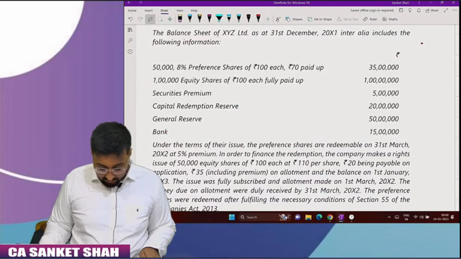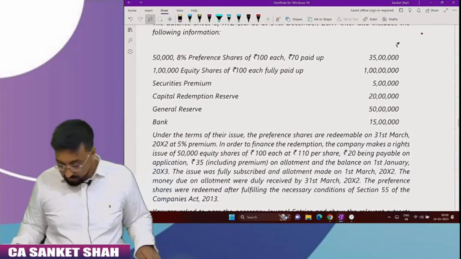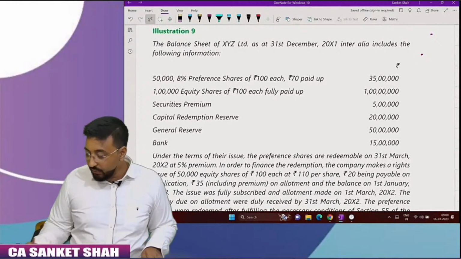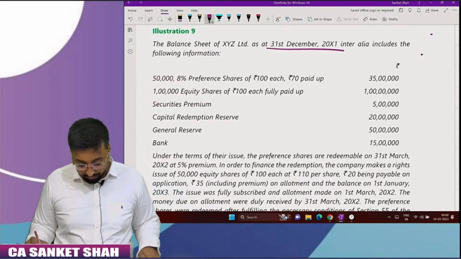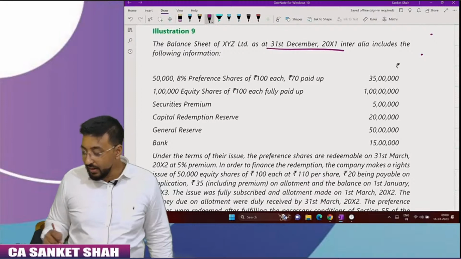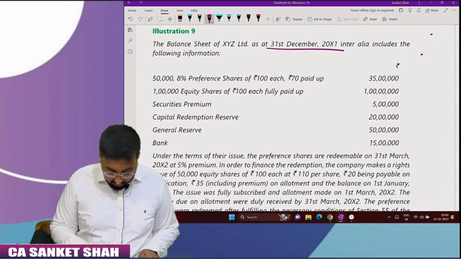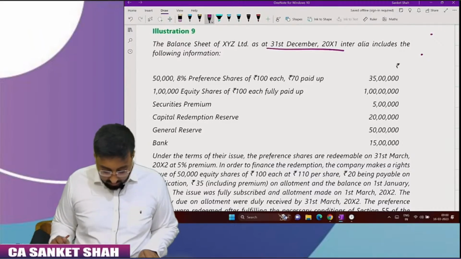Yes. The balance sheet of XYZ Limited as on 31st December 2001. Inter area includes the following information. So what is the information? Yes.